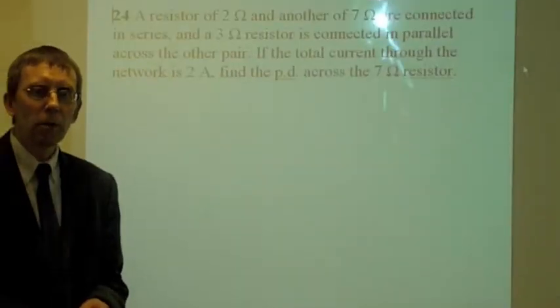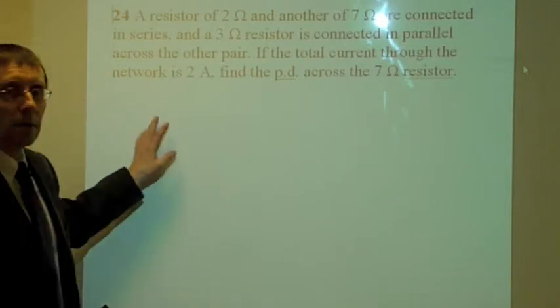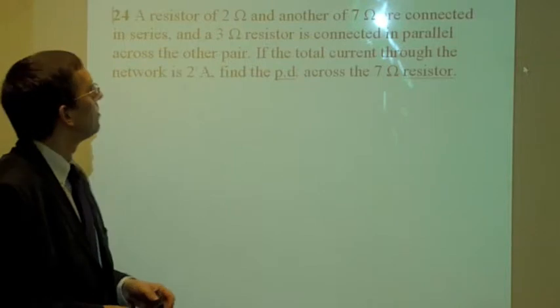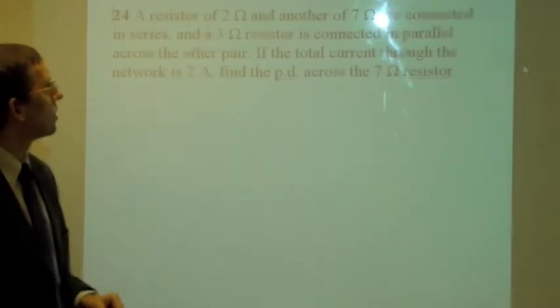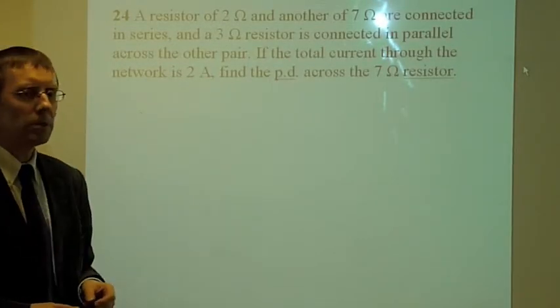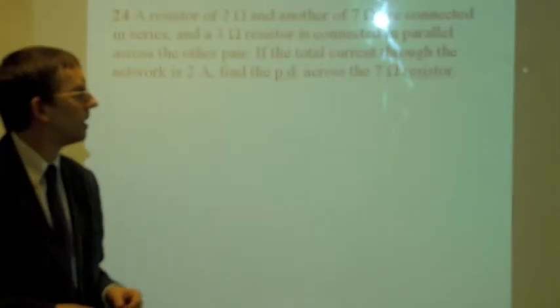So, I'm going to do a question about resistors in series and in parallel. The question is, a resistor of 2 ohms and another of 7 ohms are connected in series, and a 3 ohm resistor is connected in parallel across the other pair. If the total current through the network is 2 amps, find the PD across the 7 ohm resistor.